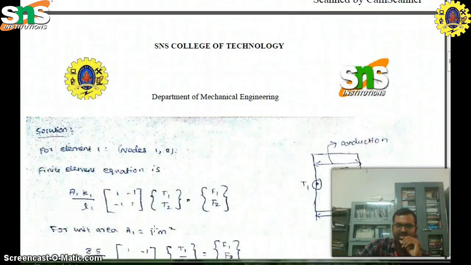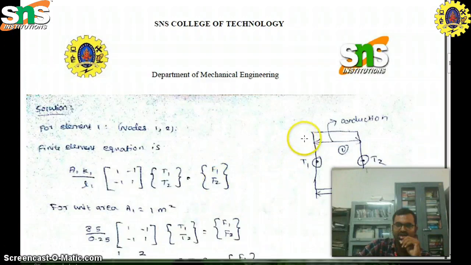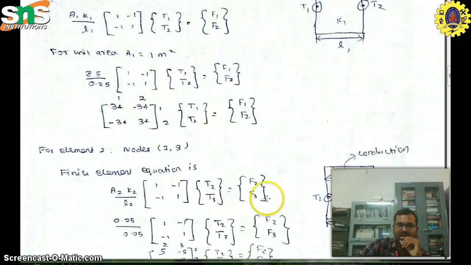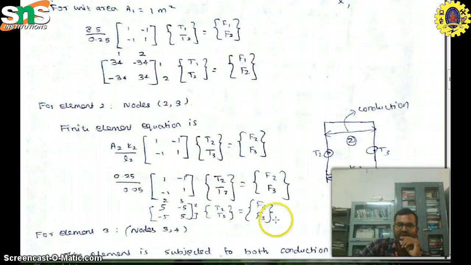So next, first we have to find the finite element equation for element 1, where we only consider the conduction. Normally we can use this relation. After that we have to calculate the finite element equation for element 2. Again element 2 only has conduction, there is no convection, so we use the same equation to find the second finite element equation.